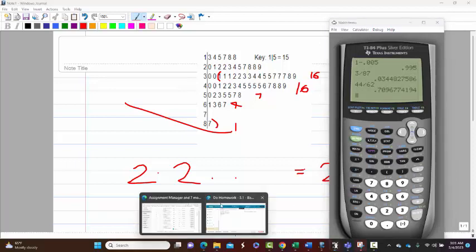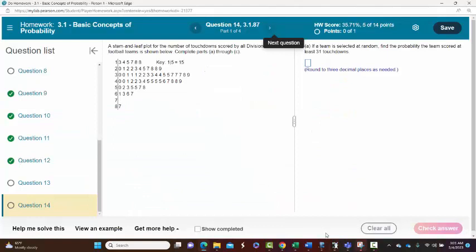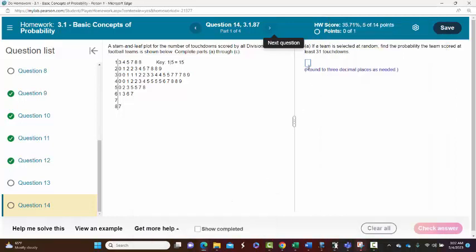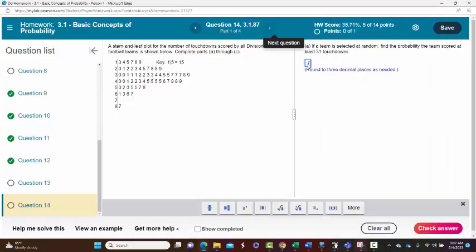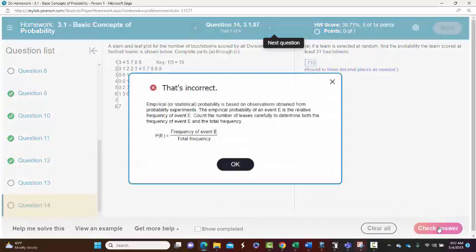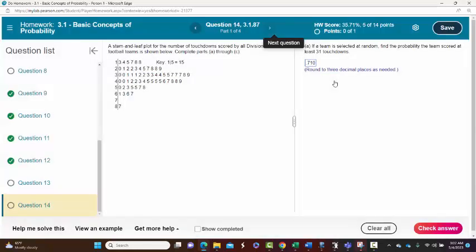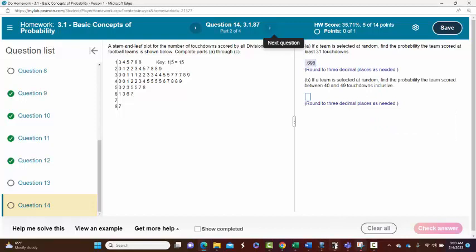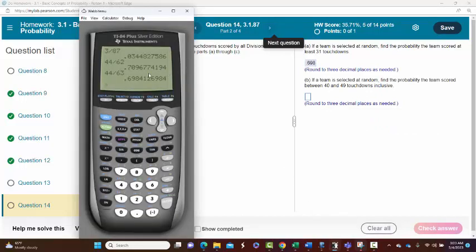And what's the rounding? 3 decimal places. So 7096 would be 710. I probably miscounted. Dang it. Okay, I paused the video and recounted, and my denominator was wrong. There were 63 total entries, not 62. So I changed it to 44 over 63 and got 0.698, and that was correct.